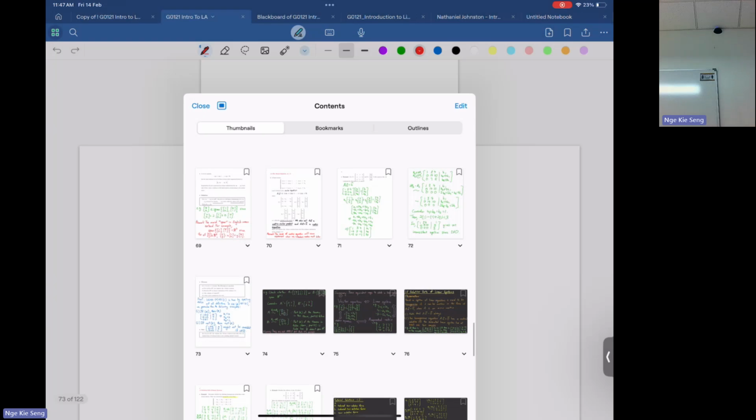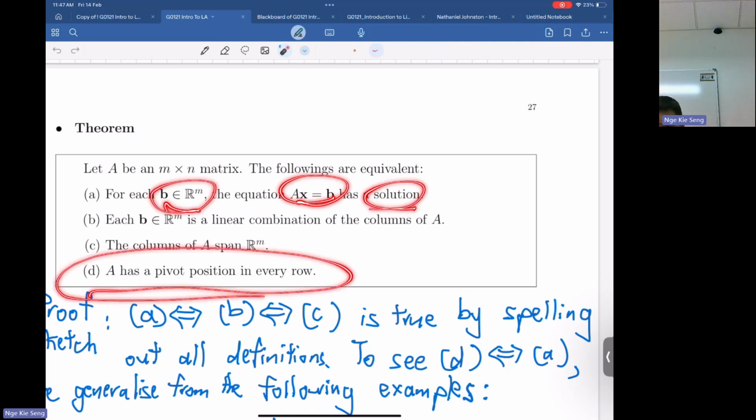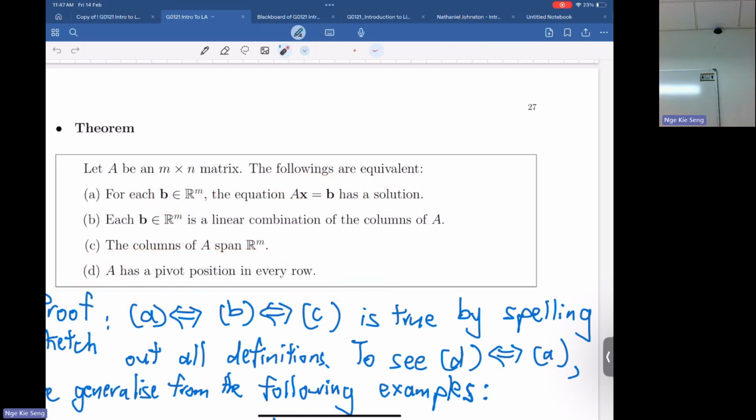If you want to use the theorem, you can. So you see, if you want to check that Ax equals b has a solution for all b, you just need to see that A has a pivot position in every row. Just now what we did is we also reached this stage. But after this stage, I tell you what the solution is.